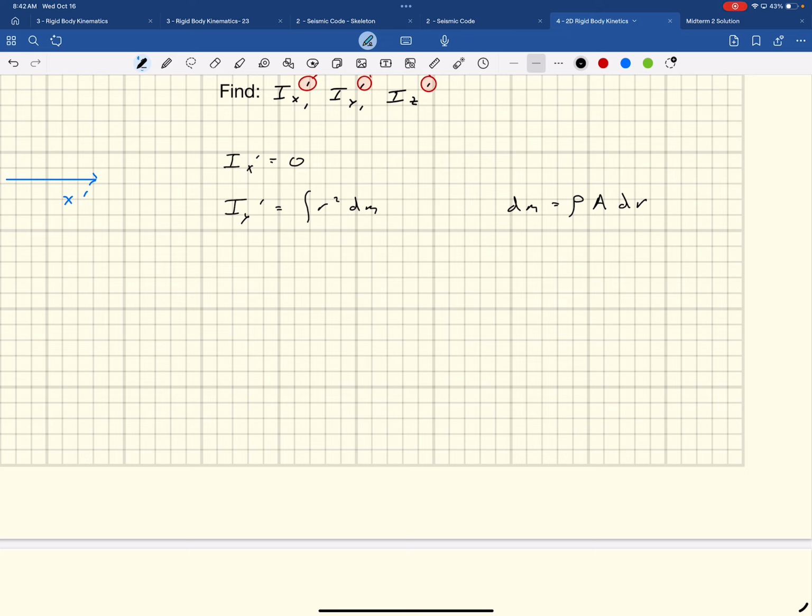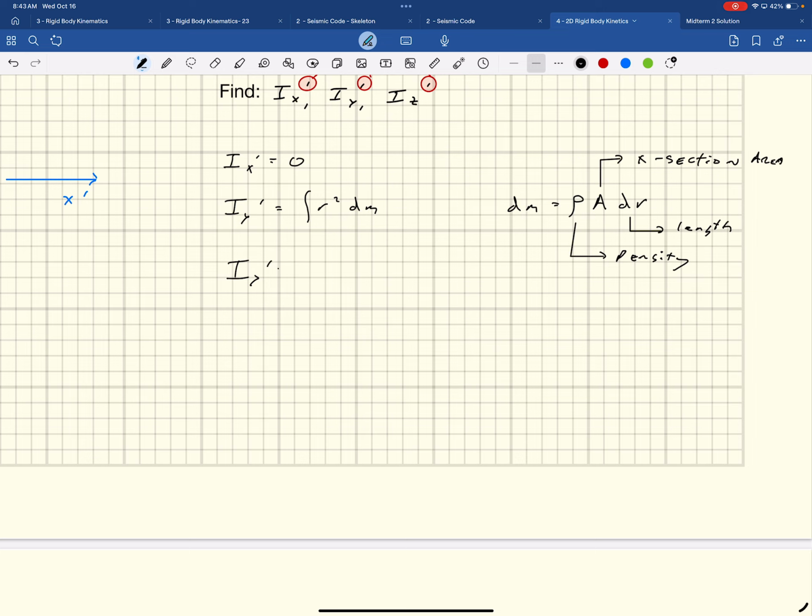Density times volume gives me mass. My volume is cross-sectional area times a differential length. So this is the cross-section area, just to show you how we get there, this is the differential length, and this is the density of the material. Okay, I'm going to take that and put it into this equation over here.